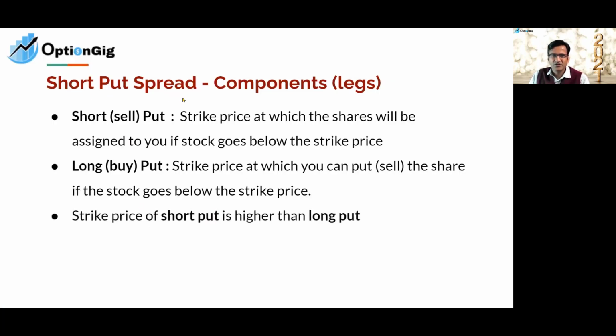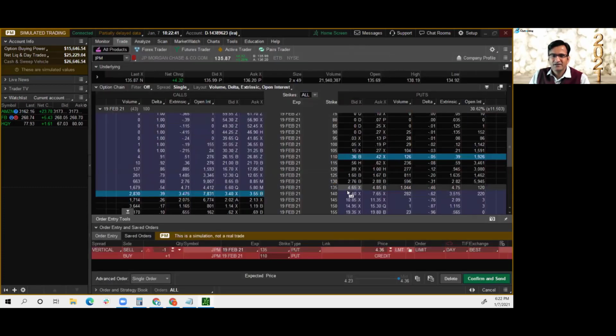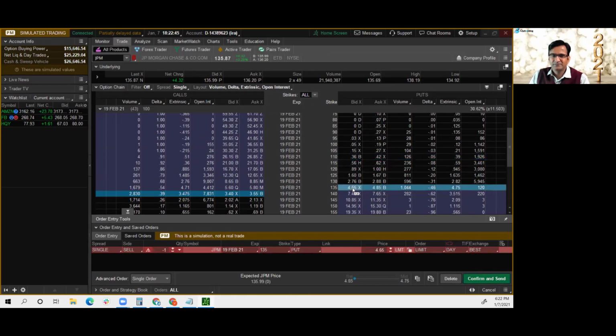So when you're doing a short put spread, the strike price of the short put is higher than the long put. It means if you're doing a short put spread, you sell a put, and then you go and buy a put at a strike price which is lower than where you have sold it.